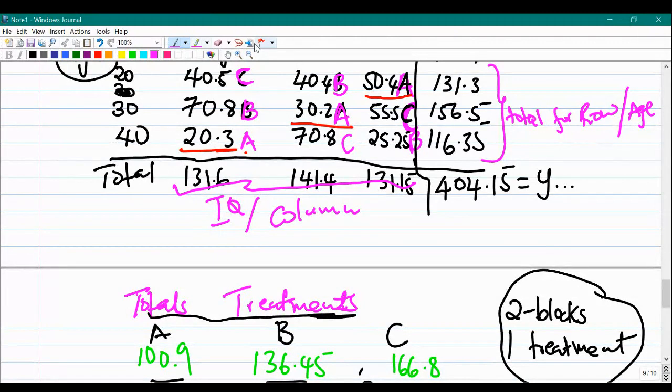Guys? So I'm getting 2731. Is that the SSTO or SST? Yes.